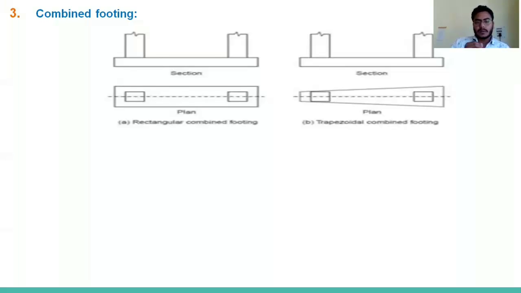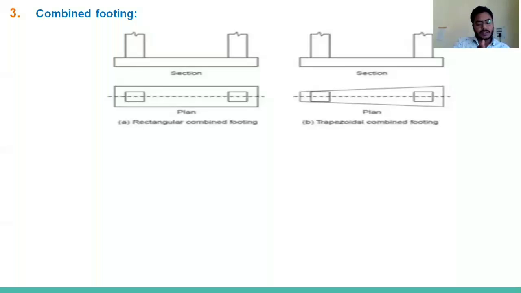So to make the contact pressure equal throughout the footing, we have to increase the area on the larger load side, wherever the larger load is coming, the first column or the second column. We have to increase the distributing area just below that column. So by doing that, we have to go for the trapezoidal combined footing.